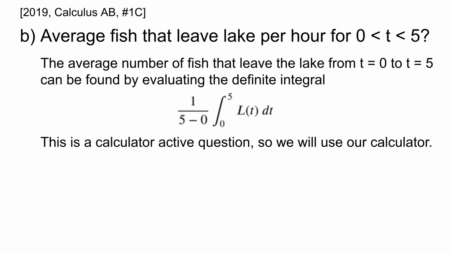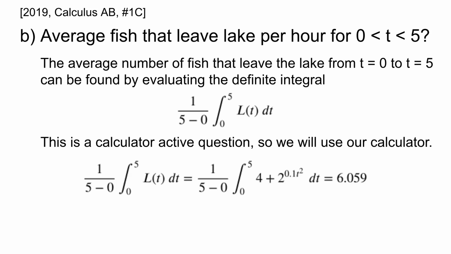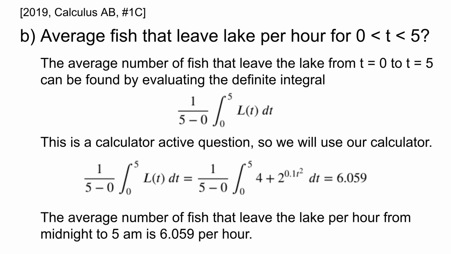And since this is a calculator active question, we're going to use our calculator. 1 over 5 minus 0 times the integral from 0 to 5 of L of t dt is going to be 1/5 of the integral from 0 to 5 of 4 plus 2 to the 1/10 t squared dt, which turns out to be 6.059. So the average number of fish that leave the lake per hour from midnight to 5 a.m. is 6.059 fish per hour.